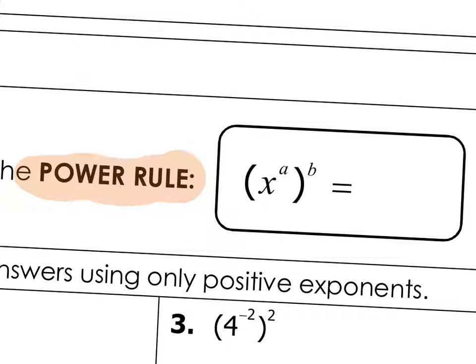Any monomial, x to the a, being raised to a power, so you've got a power with a power, little guy with little guy, is the same as x to the a times b. And that's when you're taking a monomial with a power and raising it to another power.